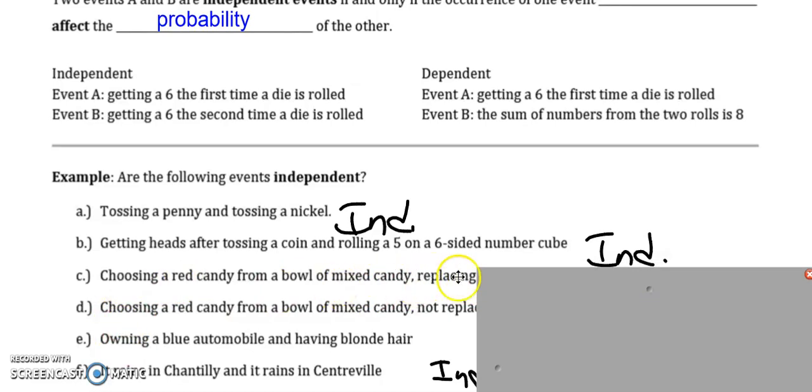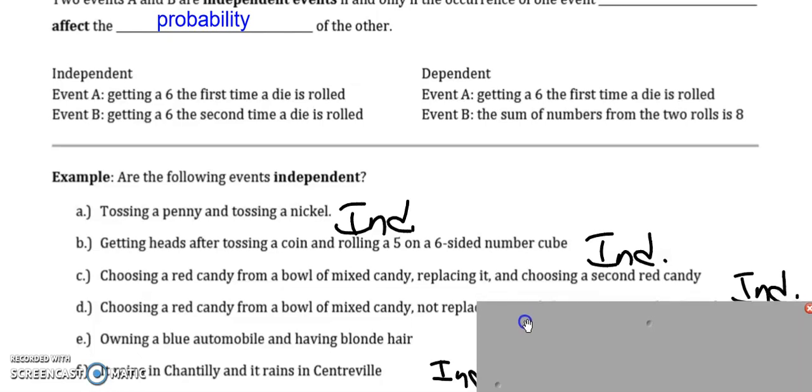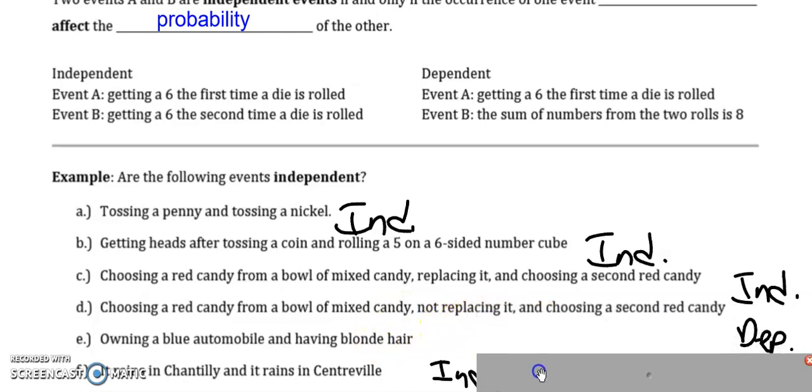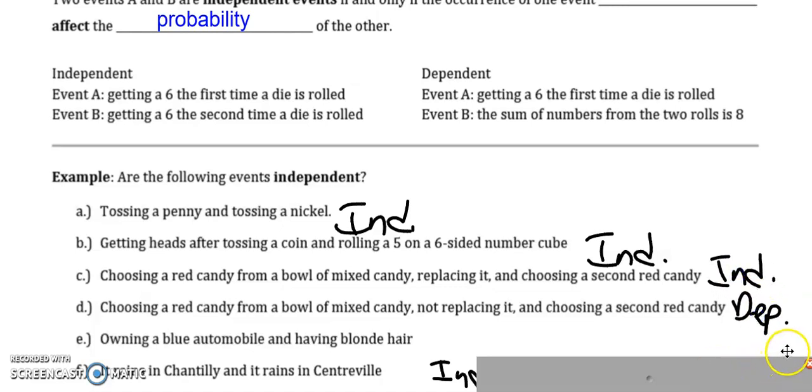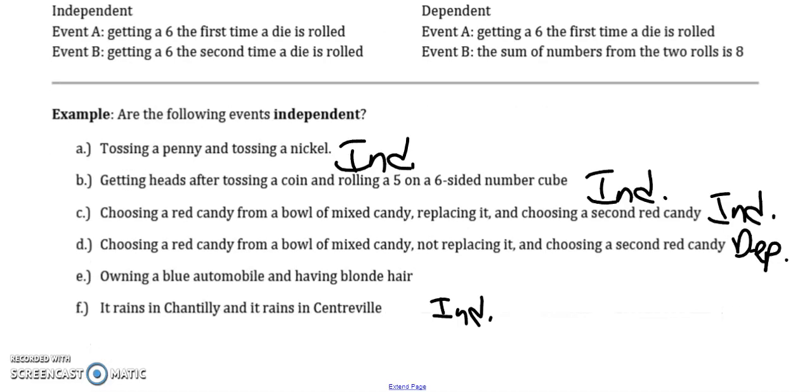Choosing a red candy from a bowl, replacing it, meaning with replacement, and getting red on the second candy, that's going to be independent. But if I do the same thing and it's without replacement, that makes it dependent. Okay? And that's important to figure out. So with replacement, independent. Without replacement, it's going to be dependent. So now let's look at our next page of notes.